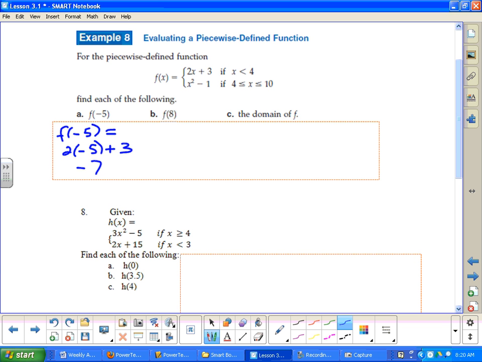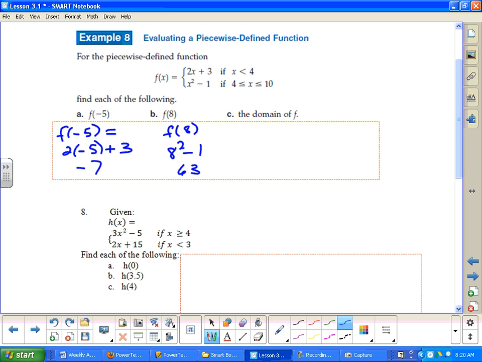So this is equal to negative 7, negative 10 plus 3. B says to find f of 8. Okay, so does that go? So is 8 less than 4, or is it between 4 and 10? Okay, it's between 4 and 10. So to find f of 8, I will do 8 squared minus 1, get 63. Yep. Okay.